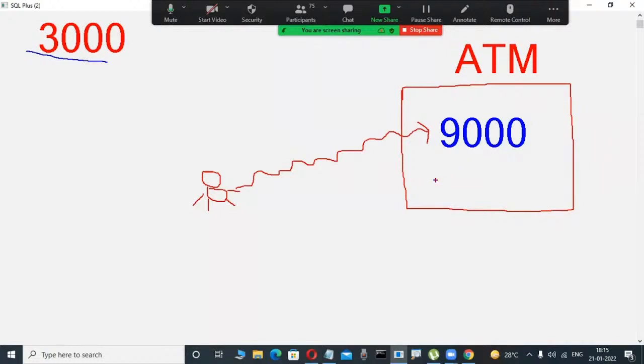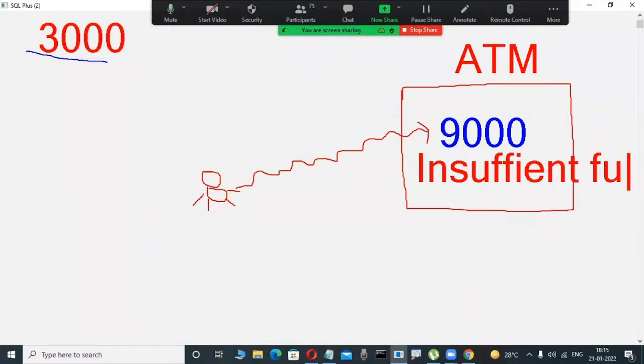In this case, it will give a message. You are observing your ATM machines, yes, maybe some message will be displayed, such as insufficient funds. Why? Because here your balance is low, 3,000, but you are trying to retrieve more than 3,000, that is 9,000, 8,000, 7,000 like that. How is it possible?